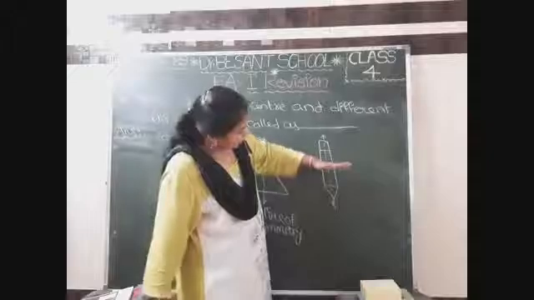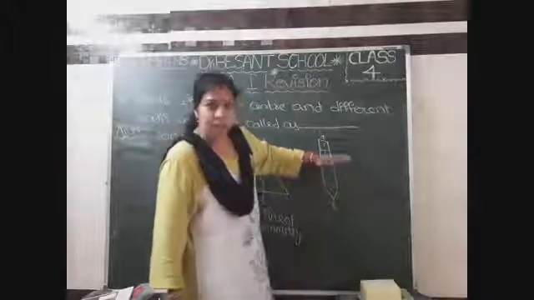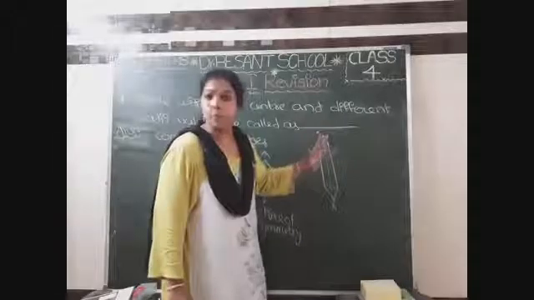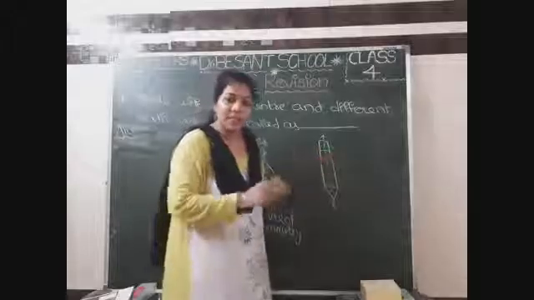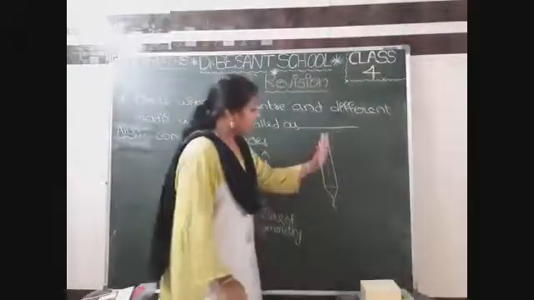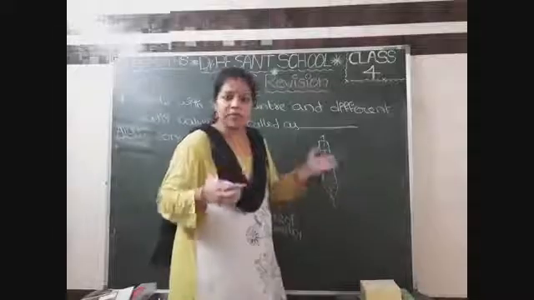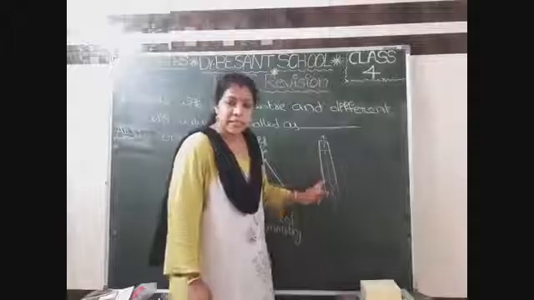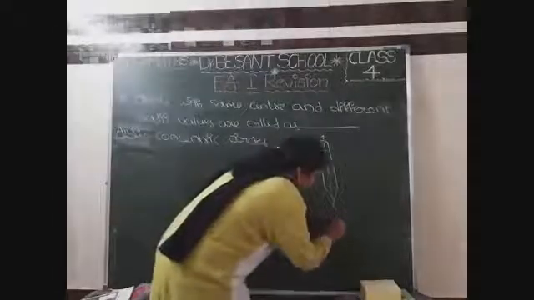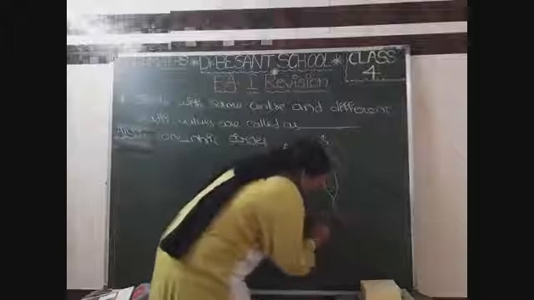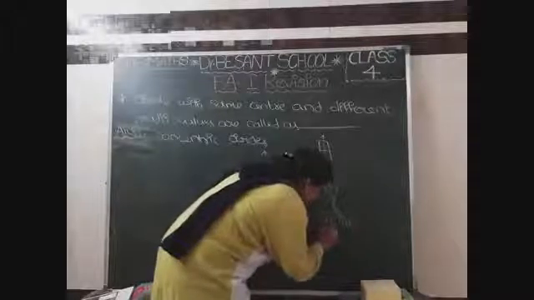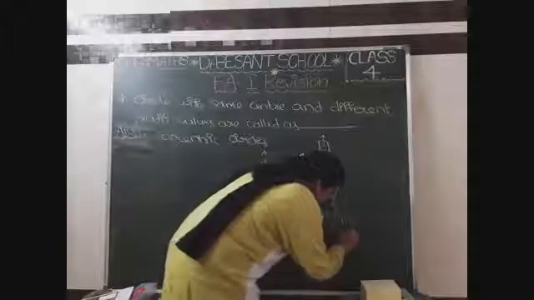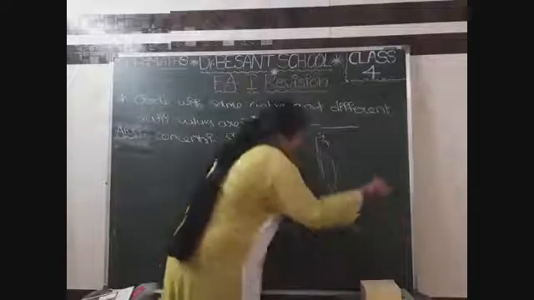Now check the horizontal line. If we draw the line horizontal, both the parts are reflections to each other? No, means it does not contain the horizontal line of symmetry. If we draw the line like this, both the parts are reflections to each other? No, means it does not contain the slant line of symmetry also. Means the pencil contains only the vertical line of symmetry. One line of symmetry only. Okay.